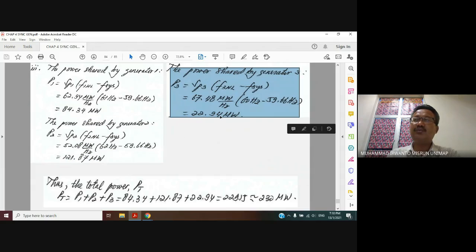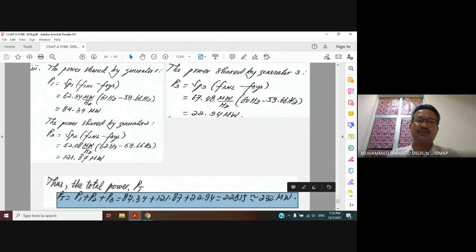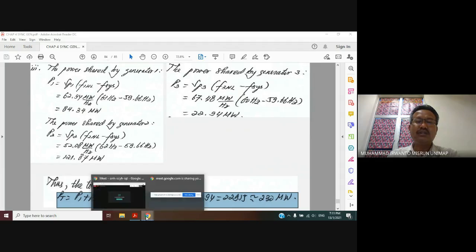and the power shared by generator 3 is around 22.94. If we add all this power, meaning PT is equal to P1 plus P2 plus P3, that is 84.34 plus 121.87 plus 22.94, equal to 129.15. It is around 230 megawatt, like given in the table. It is rather reduced because the percentage is different. Okay, thank you very much.